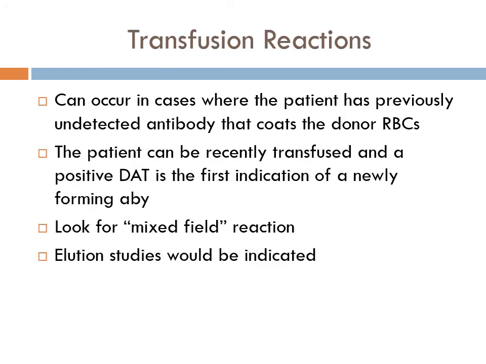For transfusion reactions, these can occur in cases where the patient has a previously undetected antibody that coats the donor RBCs. The patient can be recently transfused, and a positive DAT is the first indication of a newly forming antibody. We're looking here for mixed field reactions. An elution study would be indicated there. Sometimes we can see these in the eluate before we see them in the plasma for newly formed antibodies.